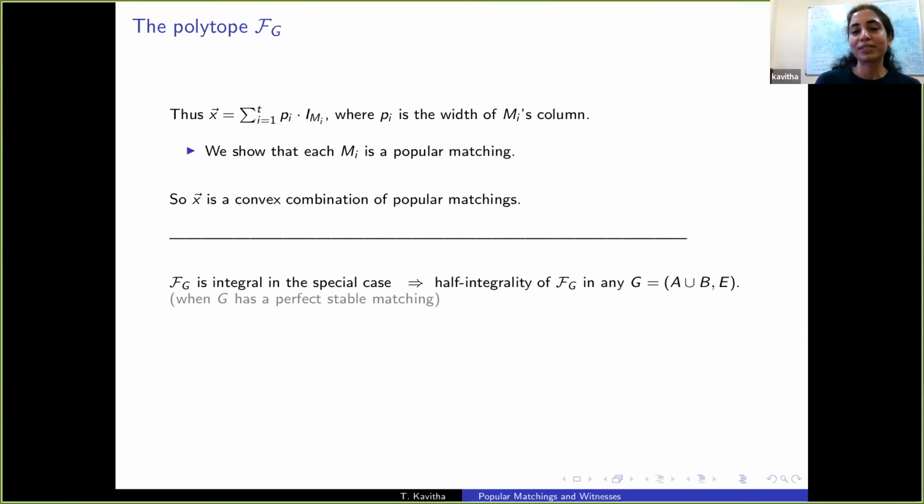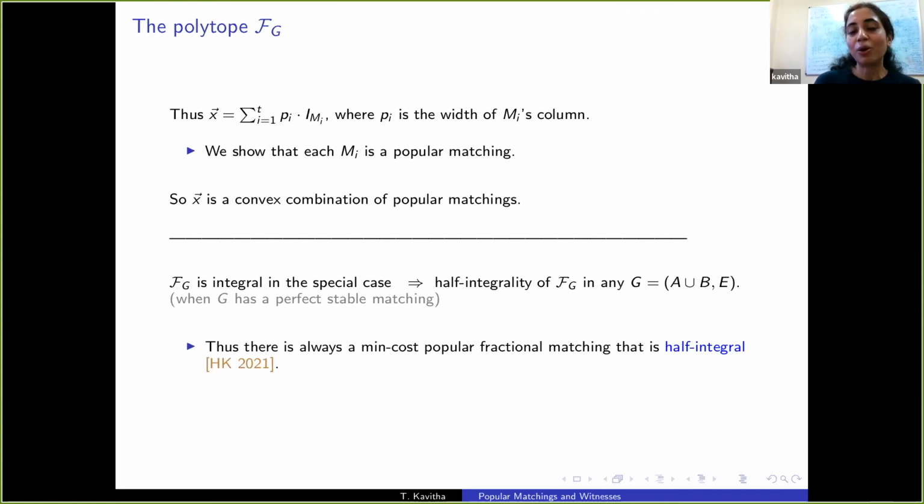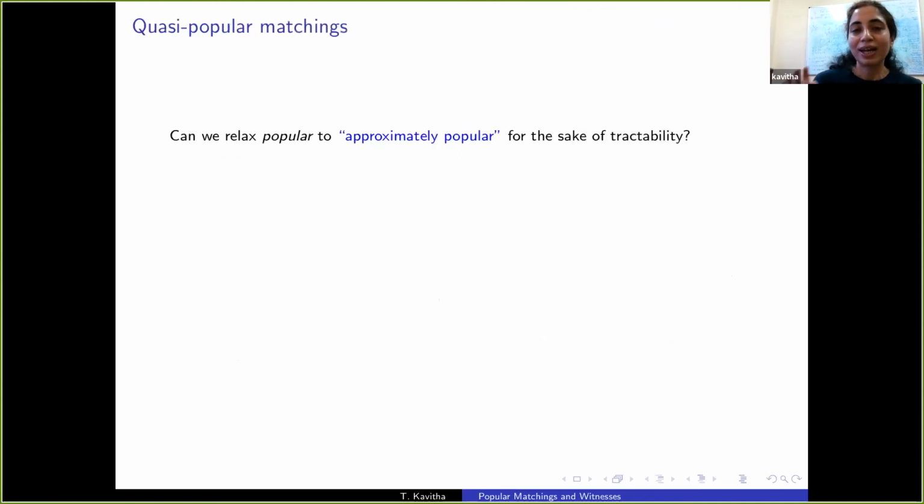when G has a perfect stable matching. And this will imply half integrality in the general case, which means there is always a min-cost popular fractional matching that's half integral. This is joint work with Chien-Chung Huang. And finally, I wanted to use this integrality in the special case to get a result on approximately popular matchings. I'll finish in 2 minutes.